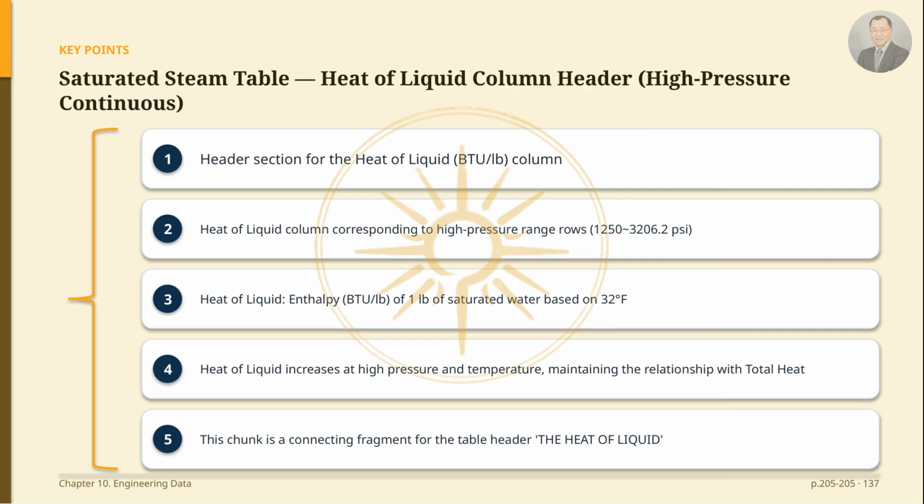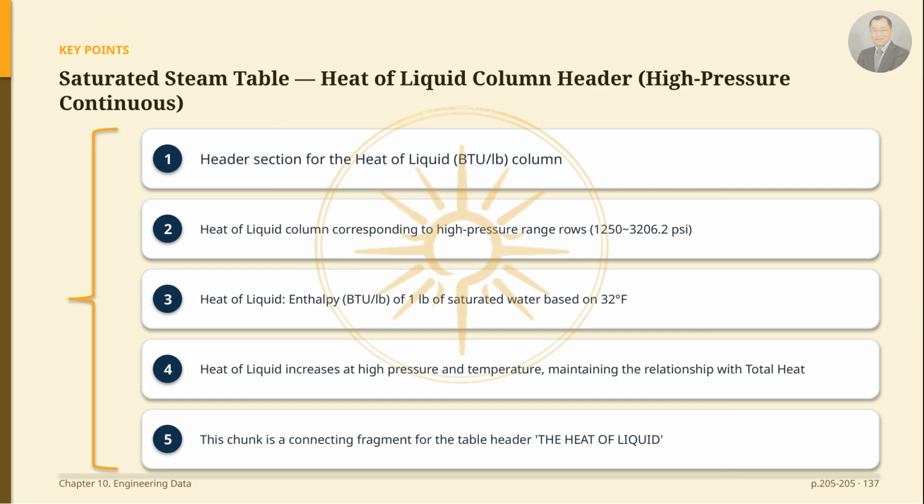This segment corresponds to the header of the heat of liquid column in the high-pressure region saturated steam table. It represents the enthalpy of 1 pound of saturated water based on 32 degrees Fahrenheit in BTU per pound, and the value increases as pressure and temperature rise. Adding this heat of liquid to the latent heat of evaporation discussed earlier gives the total heat of steam. This relationship holds for all pressure ranges in the table.